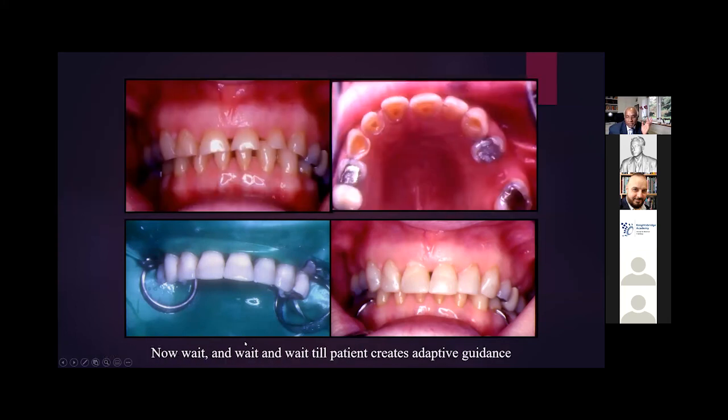We just leave it with the patient. So now we wait and wait and wait. If it keeps falling off, we know we haven't got the occlusion right. We haven't got the disclusion right. So we go and make some adjustments. I'll show you lots of cases for wide centric, long centric.